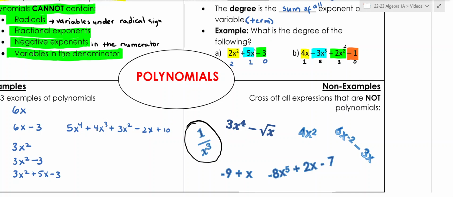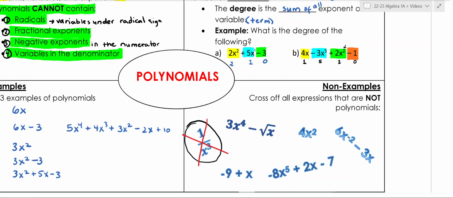Which rule are we breaking? The last rule, the one that says variables. Now let's put numbers on these. Number 1, number 2, number 3, and number 4. Which rule are we breaking? We're breaking rule number 4 because it says that we cannot have variables in the denominator. And this one has an x in the denominator, so this is not a polynomial.